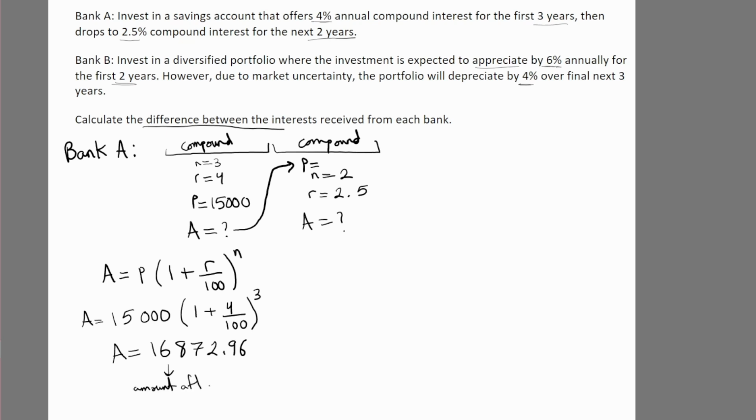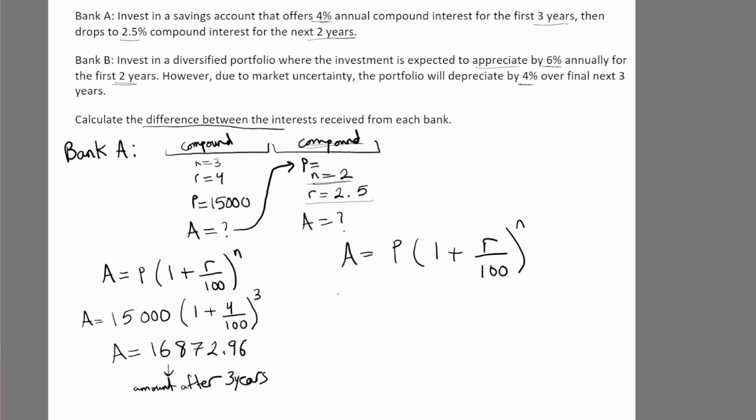After 3 years. Now, based on this amount, for the next 2 years, we will be gaining 2.5% in compound interest. And now we want to find the final amount for the overall investment. So I'm going to go ahead and write that A is equal to the principal amount multiplied by 1 plus r over 100 to the power of n.